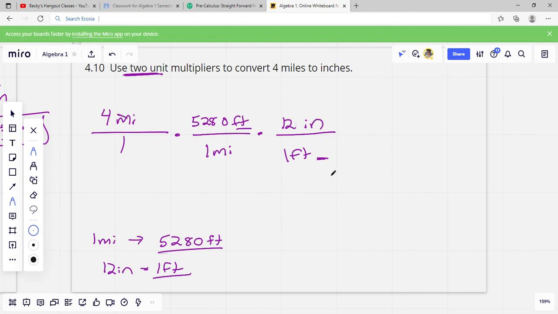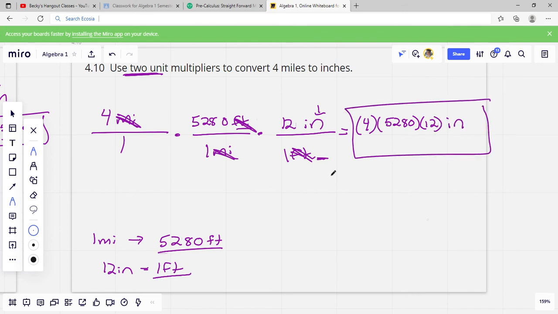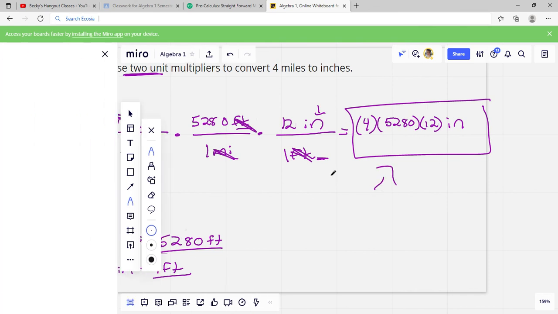Okay, now I can cancel my units. Miles cancels miles, feet cancels feet. I'm left with just inches. And I just put my numbers all in parentheses: 4 times 5,280 times 12 inches. And that's the answer. That's a perfectly acceptable answer. You do not have to multiply it out.